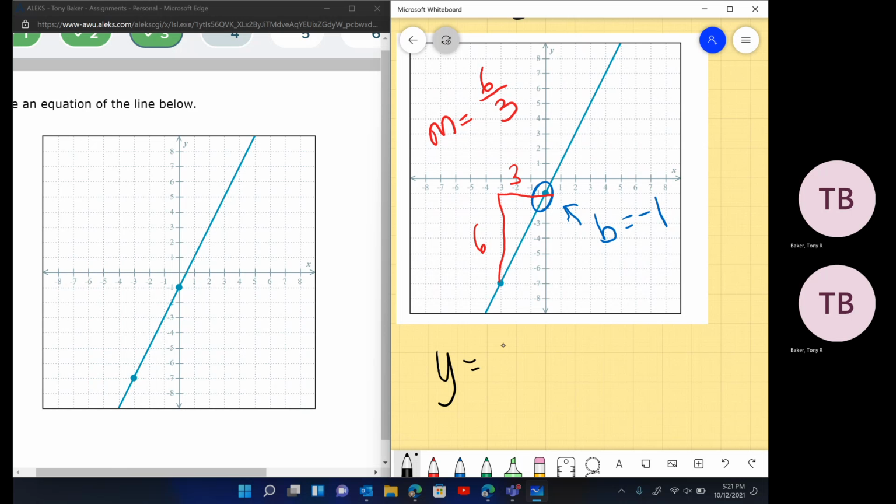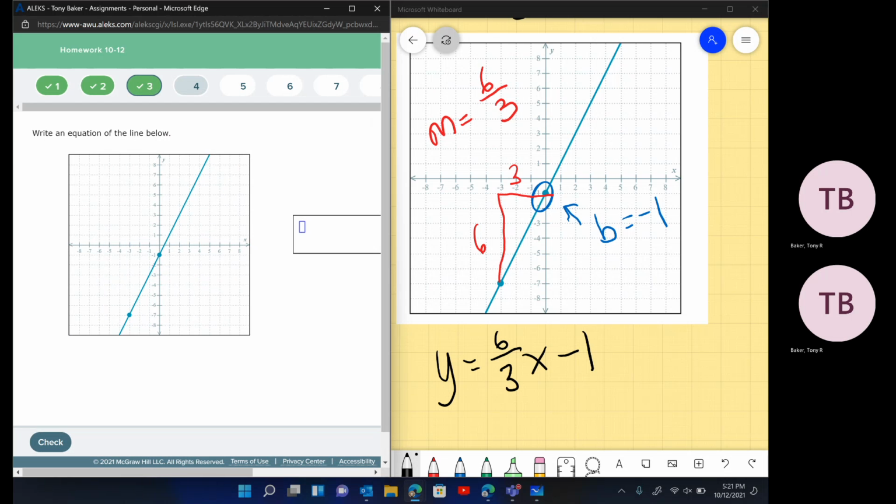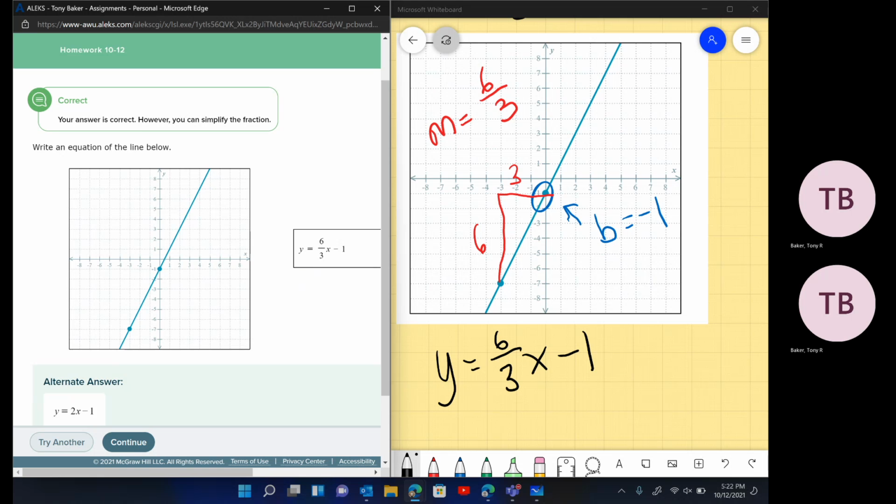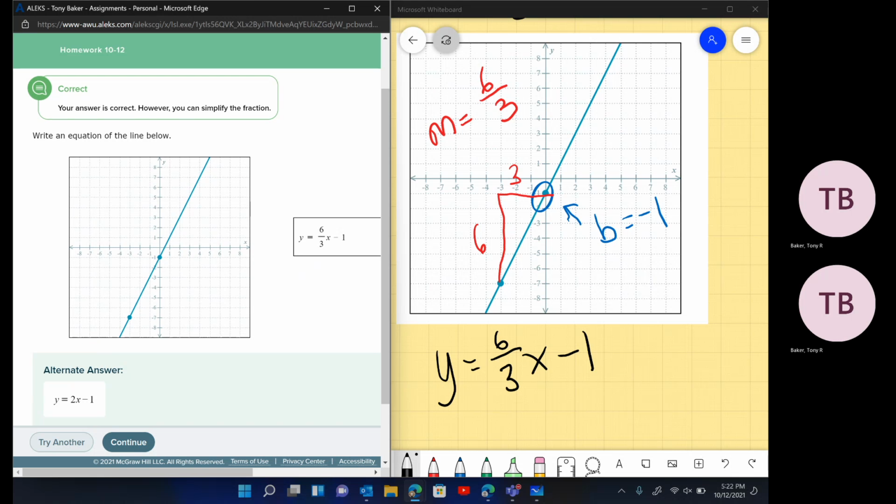So my equation is y equals 6 over 3x minus 1. And yes, 6 over 3 is 2. You could put the 2. I would highly suggest putting the 2, but I can tell you that a lot of other teachers later on in your math classes will most likely not be happy with you putting 6 over 3. But I'm more concerned with you actually knowing how to use the point slope equation or the slope intercept equation than simplifying a fraction at this point.